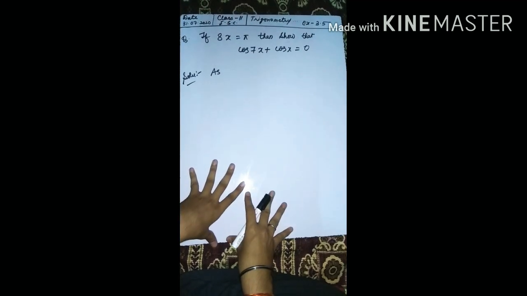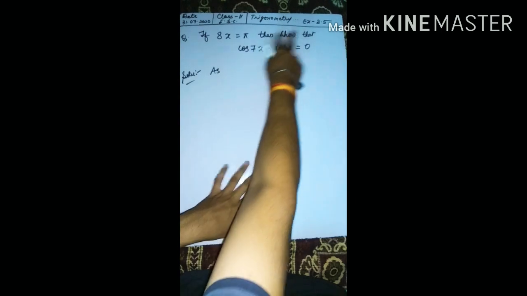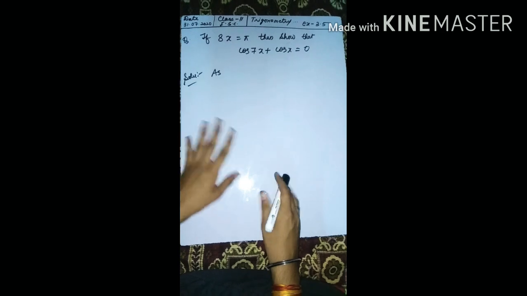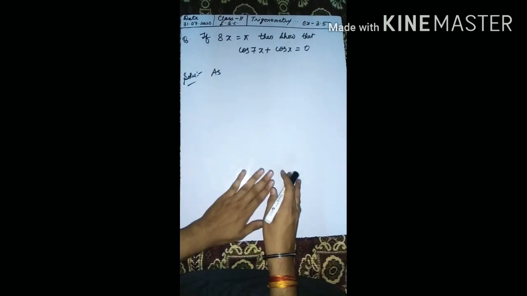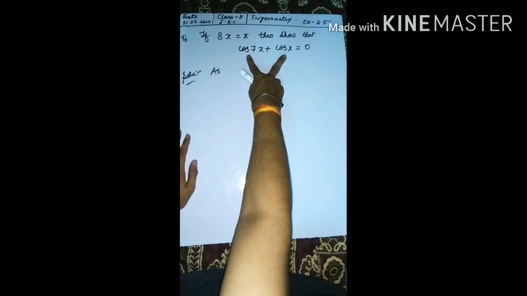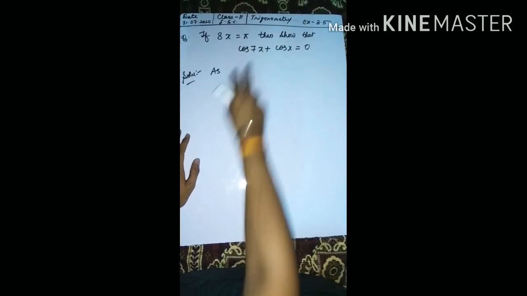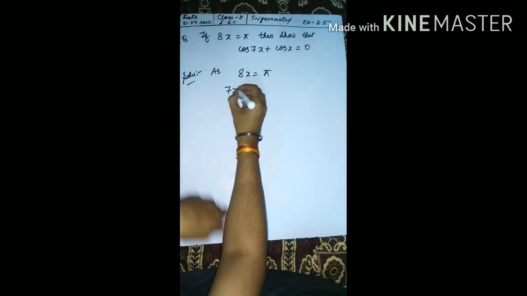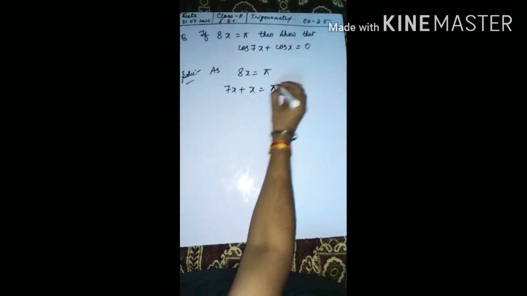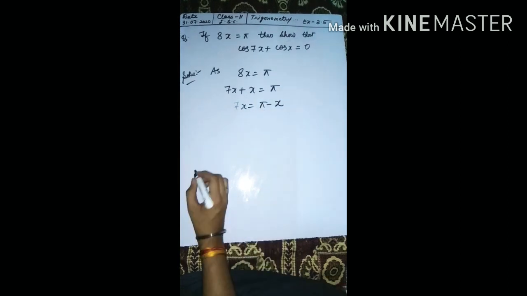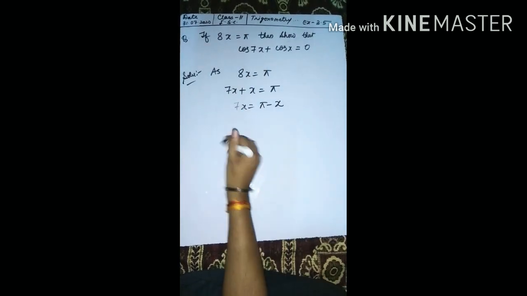Focus here. Say for example, if this is the question: if 8x is equal to pi, then show that cos 7x plus cos x is equal to 0. Look wise, this question is so short, and solution wise also it is very short. 8x is equal to pi is given, and they are trying to ask 7x. So see how I am writing this. 8x is equal to pi. Can we write this 8x as 7x plus x equal to pi? Take x that side, so 7x will be equal to pi minus x. So in place of 7x we can put pi minus x.